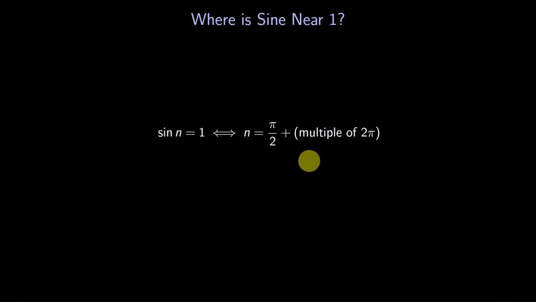We get an approximate version of that equivalence too. Sine n is approximately 1 if and only if n is approximately pi over 2 plus a multiple of 2 pi. That's an informal statement since we haven't specified what we mean by approximately. Next, we'll develop a more quantitative statement in the context of Wald numbers. Suppose that n is a Wald number. In step 1, we showed that sine n is this close to 1. We want to say something about n itself.